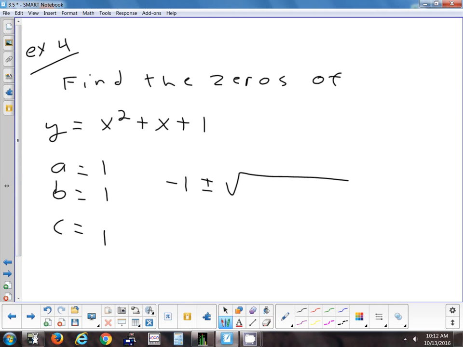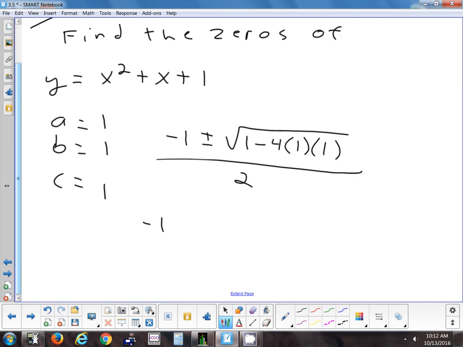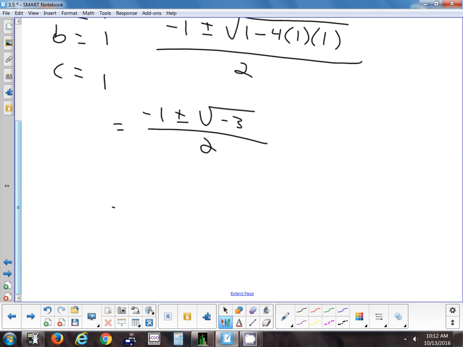Negative B plus or minus, what comes next? B squared minus 4AC, yep, 1, 1, over 2. Okay, so I'm going to get negative 1 plus or minus the square root of negative 3. And how do we write the square root of negative 3? i square root of 3.